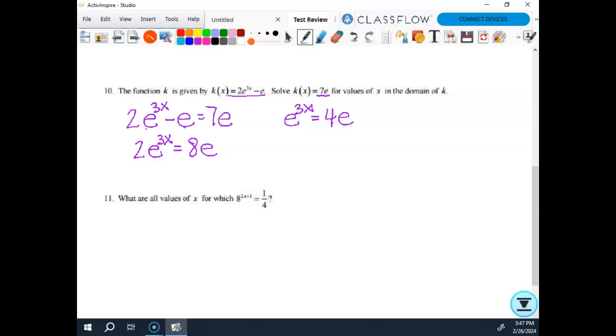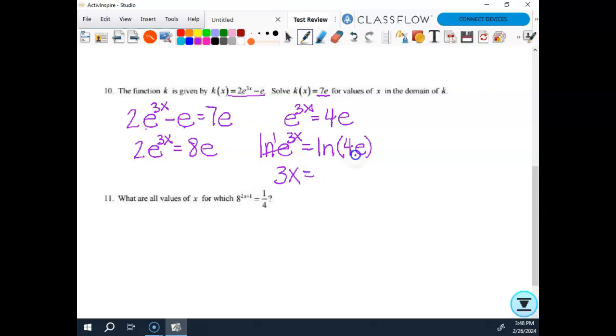Right? Now, I cannot rewrite this as a log, or I'm sorry, I can. I cannot just drop the e's because I have something in front of e here. So that doesn't work, and it doesn't become an exponent because we're not in the log right now. But I can take the natural log of both sides. So when I do that, I get the natural log of e to the 3x power equals the natural log of 4e. Well, the natural log of e to the 3x power just becomes 3x.